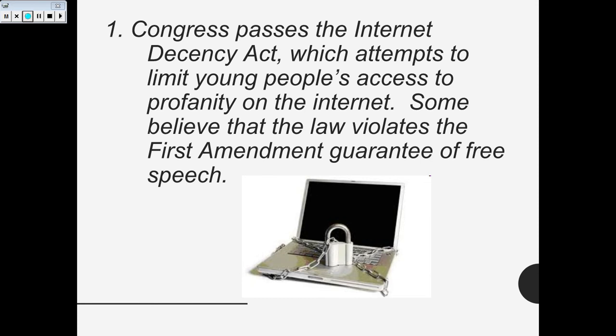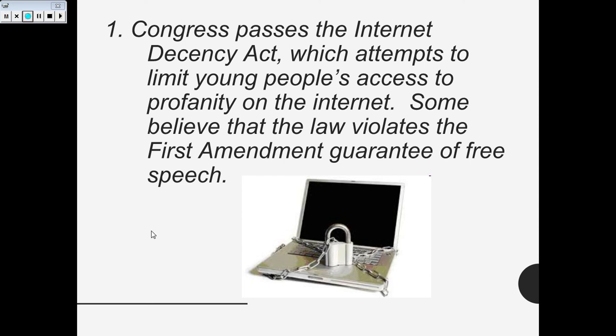So the first one here is Congress passes the Internet Decency Act, which attempts to limit young people's access to profanity on the Internet. Some people believe that the law violates the First Amendment guarantee of free speech. So what do you guys think? What's going to be the check, and who's going to be the branch of the government that could do this? So I'll pause for a couple seconds here and let you guys think about it.